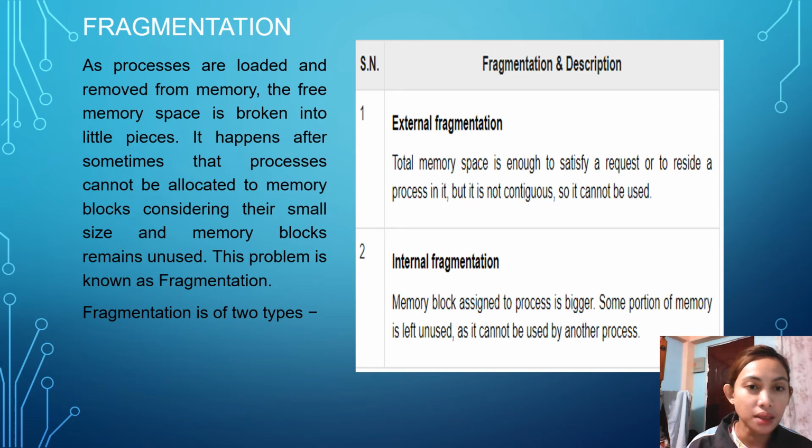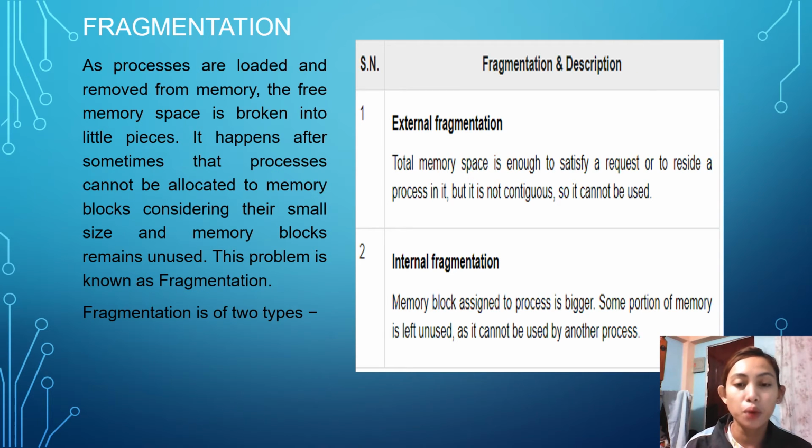Fragmentation. As processes are loaded and removed from memory, the free memory space is broken into little pieces. It happens sometimes that processes cannot be allocated to memory blocks because of their small size, and the memory blocks remain unused. This problem is known as fragmentation. Fragmentation has two types. One is external fragmentation. The total memory space is enough to satisfy a request or to hold a process, but it is not contiguous, so it cannot be used.